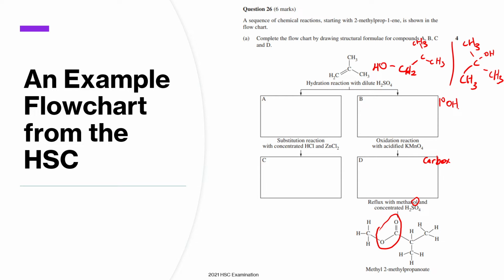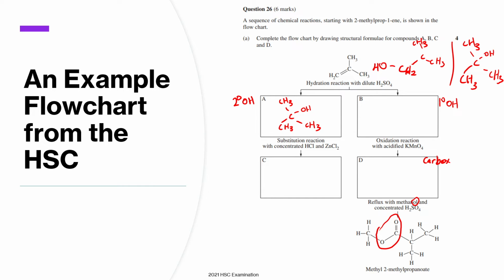So if B is a primary alcohol, it forms into an aldehyde. That aldehyde further oxidizes to form a carboxylic acid. So we've been able to identify essentially what B is. And if B is a primary alcohol, then A must be a secondary alcohol. From here, we can then predict all of our products. So if A is a secondary alcohol, we can draw that in.